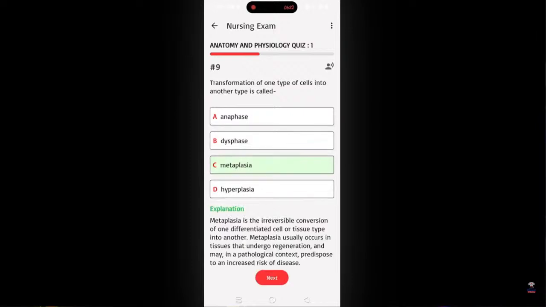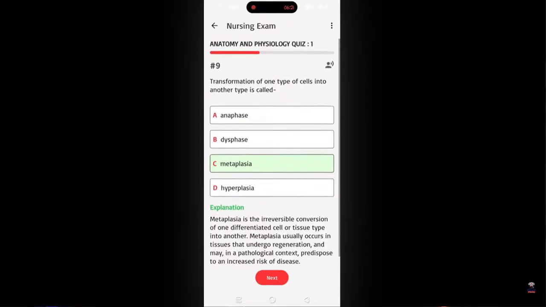Correct answer. Metaplasia is the irreversible conversion of one differentiated cell or tissue type into another. Metaplasia usually occurs in tissues that undergo regeneration, and may, in a pathological context, predispose to an increased risk of disease.